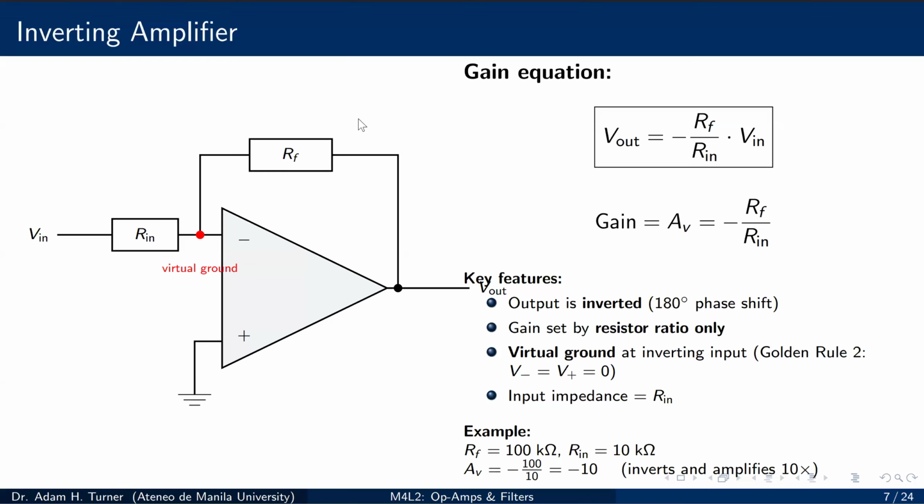The feedback resistor RF connects the output back to the same point. The non-inverting input is grounded. The gain equation is beautifully simple. V out equals negative RF over Rn times V in.